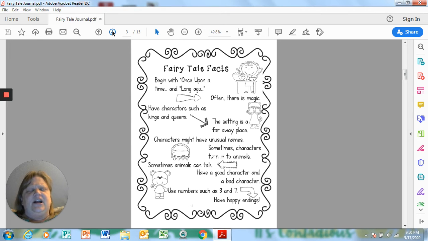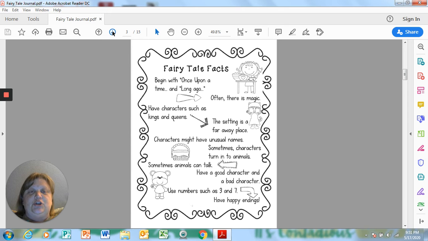There's always going to be a good character who likes to be kind and friendly and caring. And then there's going to be a bad character, someone or something that likes to cause mischief and cause problems. And sometimes they call them the evil character because they like to do evil, like the evil witch or something like that.